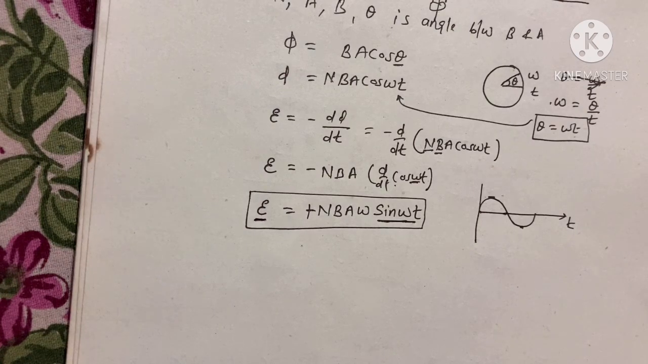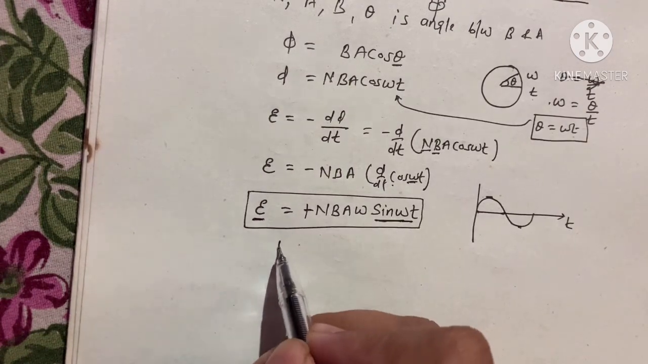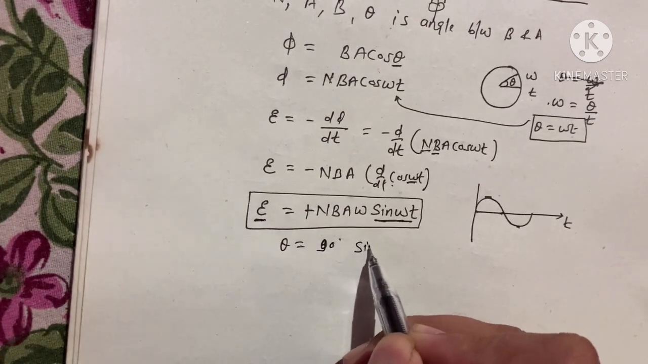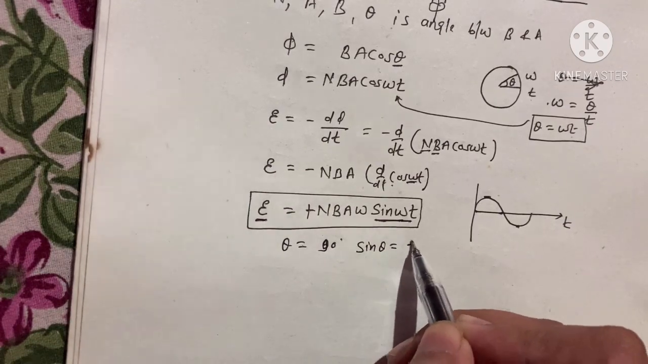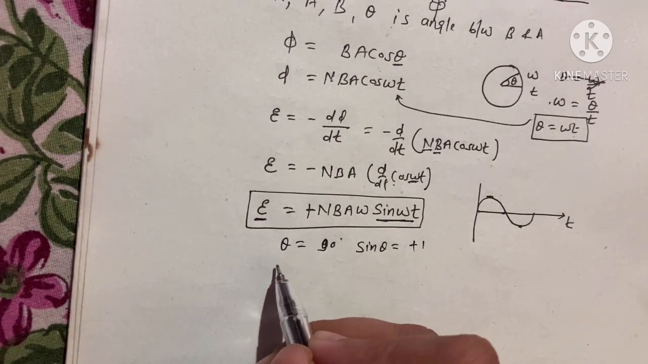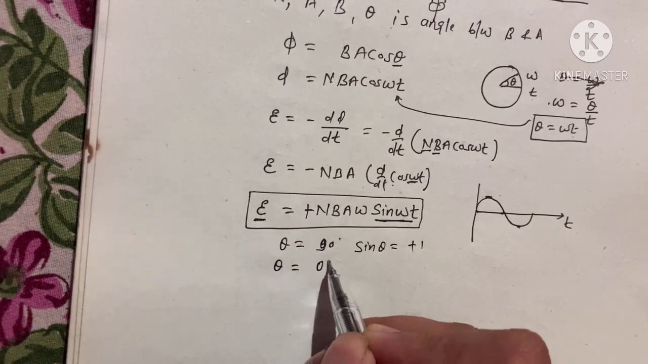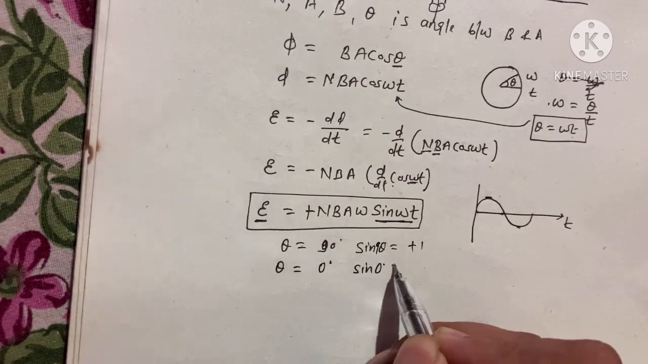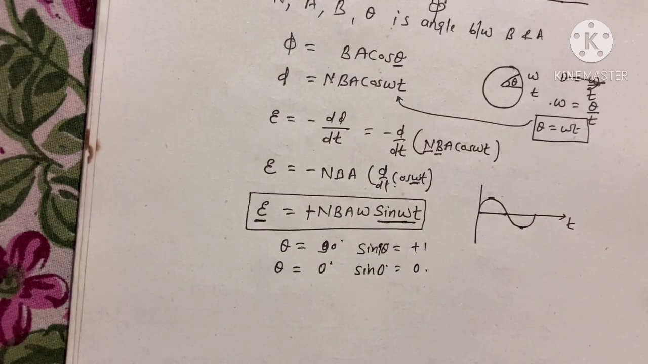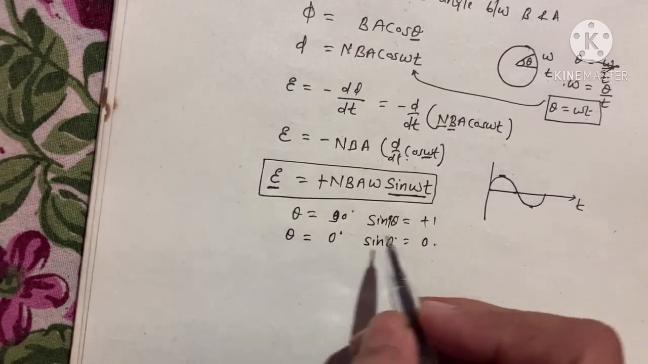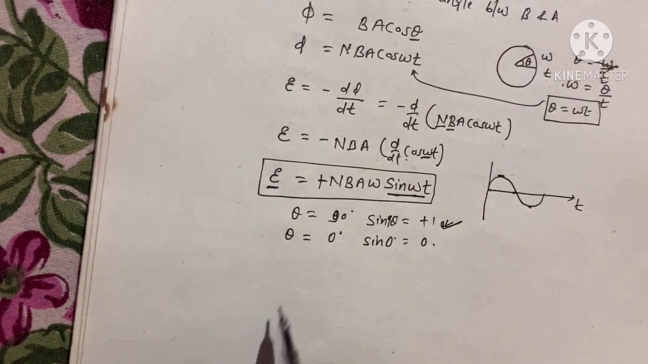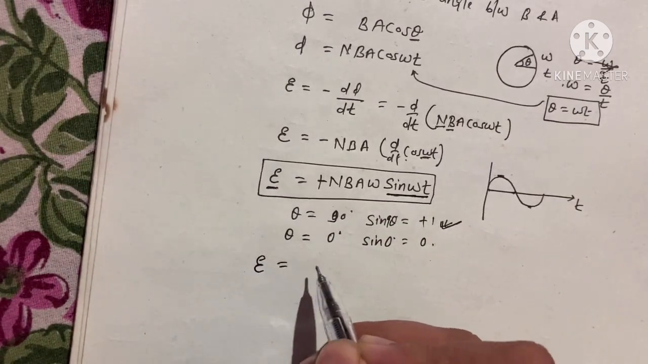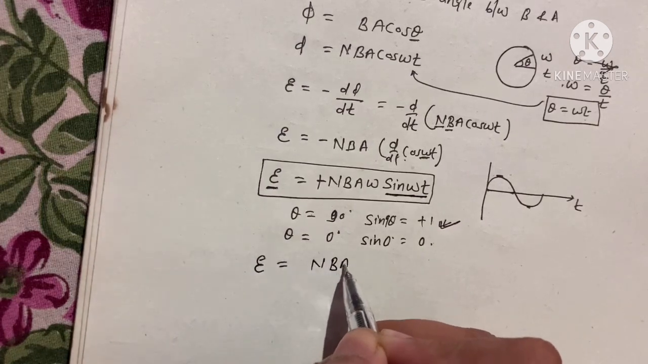So sine theta is maximum basically when theta is equal to 90 degrees, sine theta becomes +1, and when theta is equal to 0 degrees, sine 0 is equal to 0. It means I can write, in the case of this first term, it will be maximum when sine theta is equal to 90 degrees. So you will get maximum EMF equal to n B A omega.